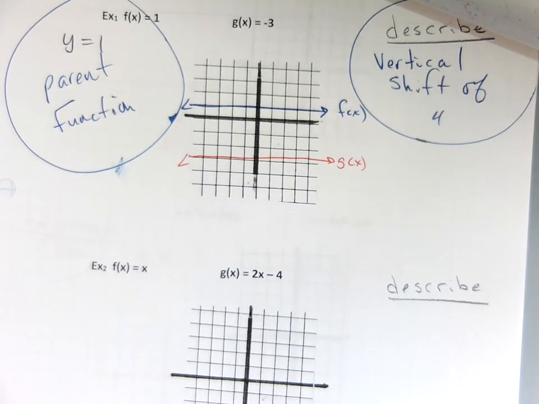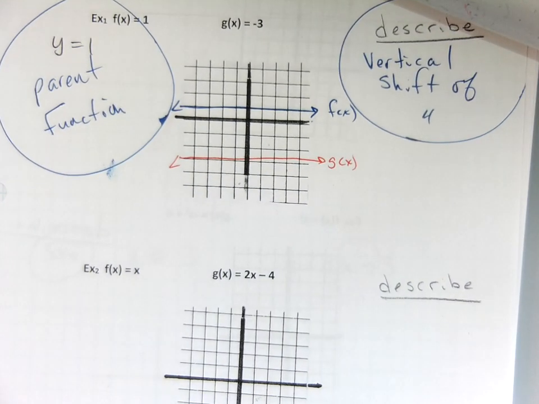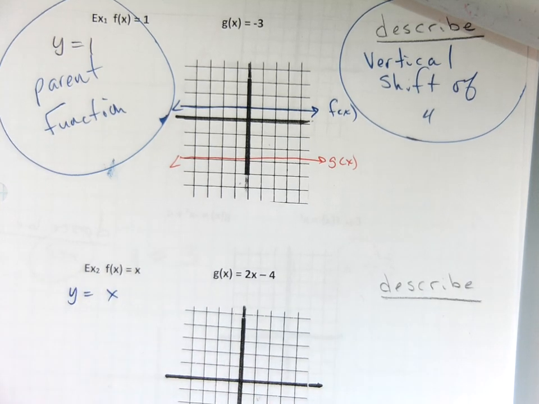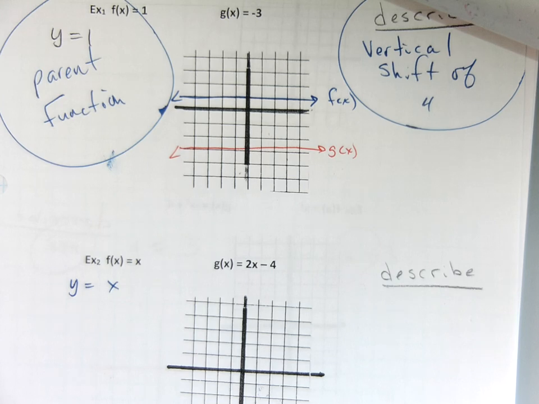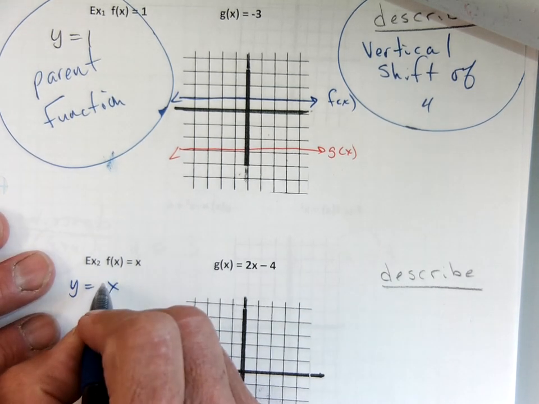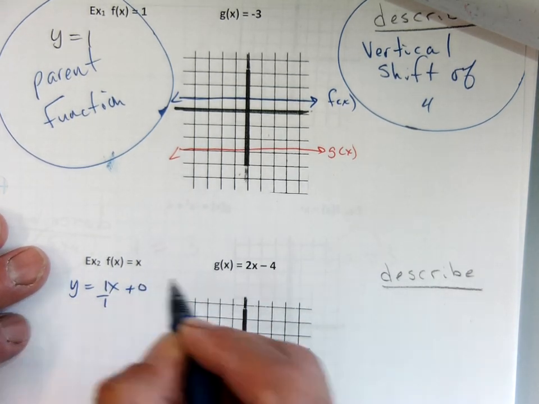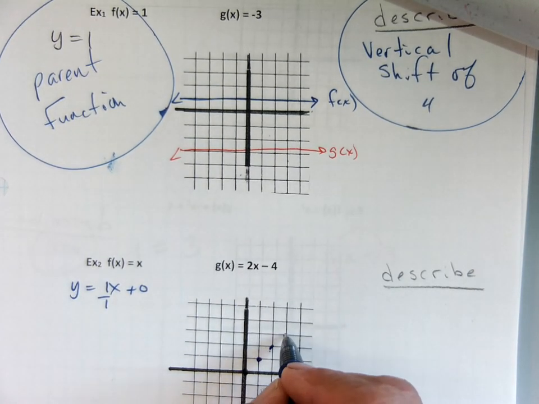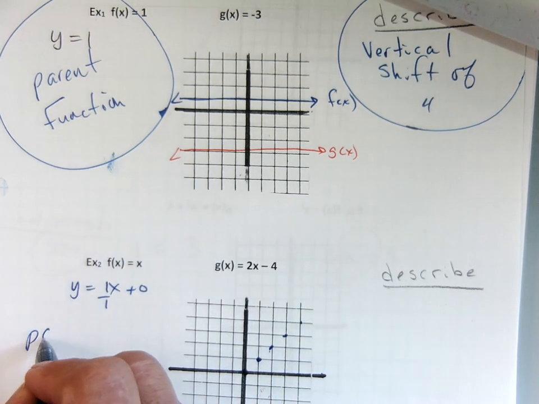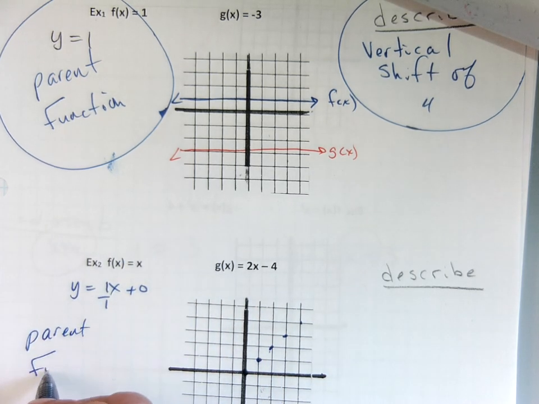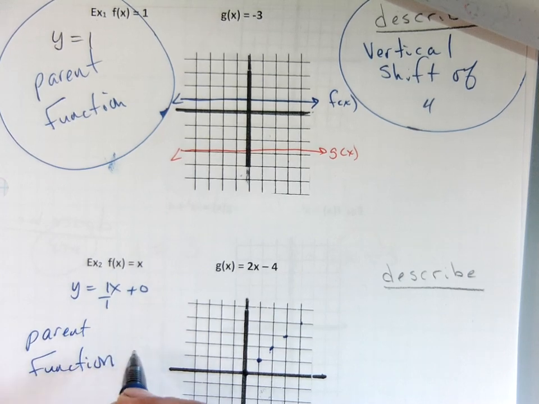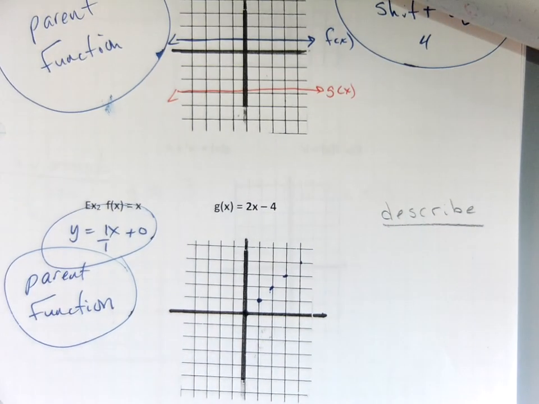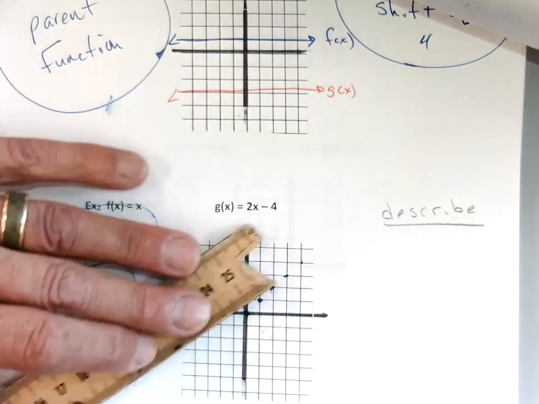Example 2, am I going too fast? Okay, f of x and y are the same thing, so like y equals x. We know how to graph that, right? It's got some missing numbers, you guys know that. We just know that it started at 0 and goes up 1/1 because y equals x, right? So here's my parent function. That's my parent function. It's my basic function. Then we're going to move it, okay?